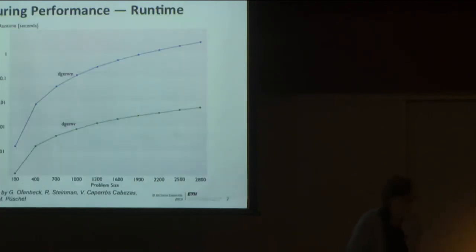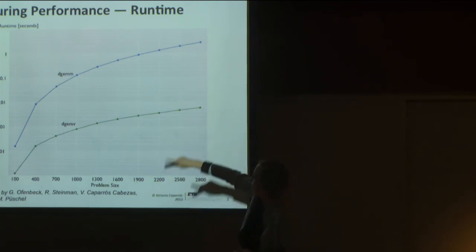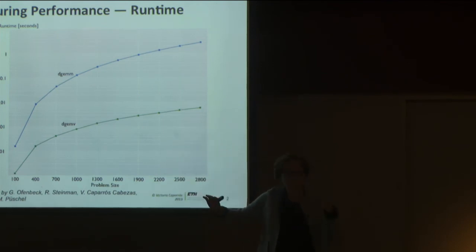This is actually a more modern machine, although I couldn't find exactly what it was run on, but this was taken in 2013 by a group at ETH. So there's the DGEMM performance, and there's the DGEMV performance. Now these are reversed, so what's going on?